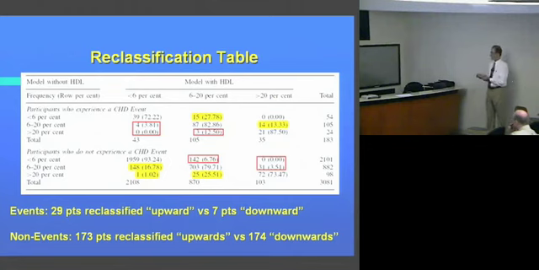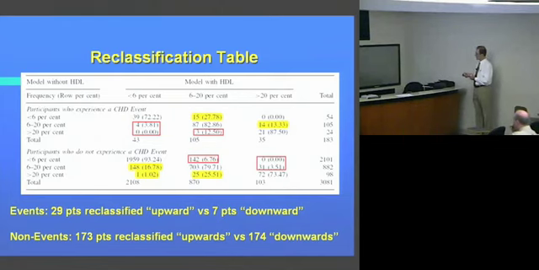This top row is the number of people who experienced a CHD event. These are the people you want to move up, right? Moving them up is the right direction, and these highlighted cells, in yellow, are the right direction. You can see there are 15 people who moved from low risk to intermediate risk, and 14 people who moved from intermediate risk to high risk.